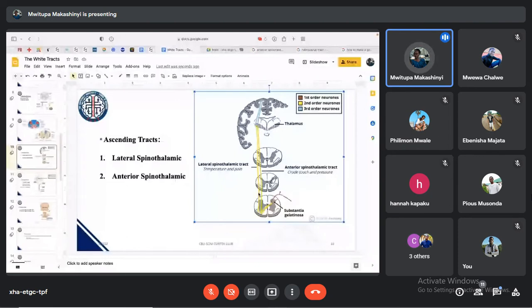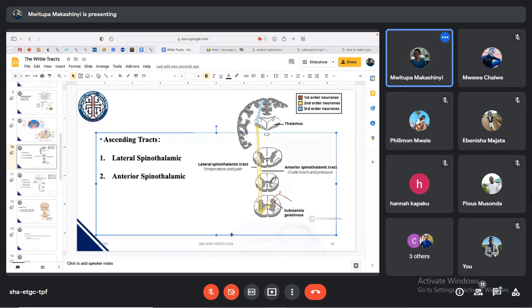So let's say before the substantia gelatinosa, somebody gets an injury to their spinal cord, right? If you get injured before the decussation, so that's here, then the loss of sensation will be ipsilateral. But if you get injured after the decussation, which would be here, then the loss of sensation would be contralateral.